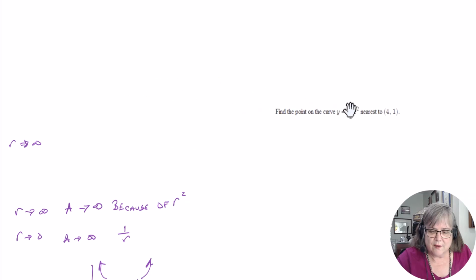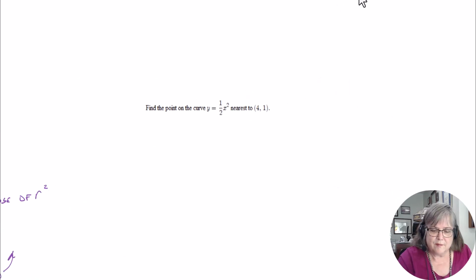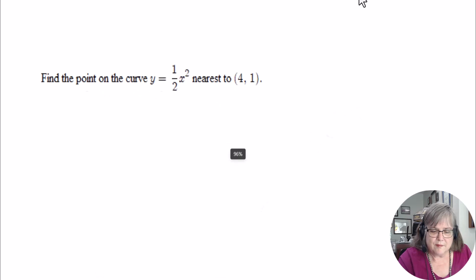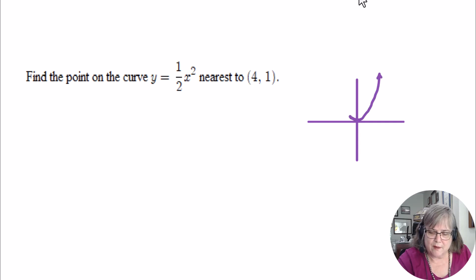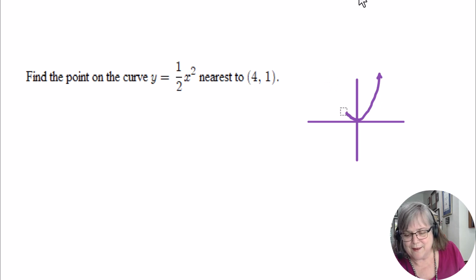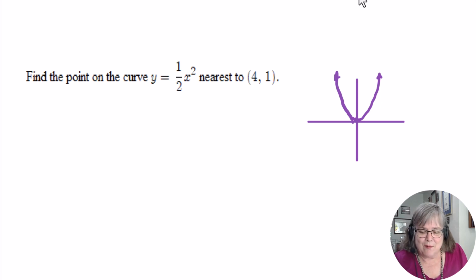And I'm going to take this over here. And it says find the point on the curve y is equal to 1/2 x squared that is nearest to 4, 1. So 1/2 x squared looks like this. It's a parabola, right? It looks kind of like this. And 1, 2, 3, 4, 1 would be like right here, 4, 1. Now the question actually should be, is the parabola above 4, 1 or below 4, 1?